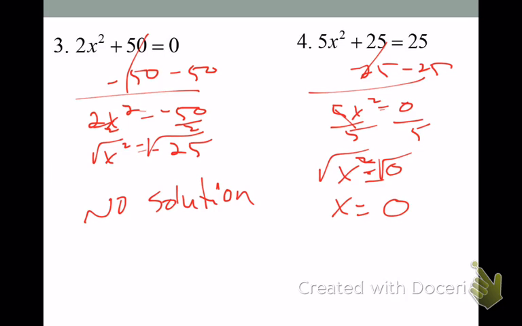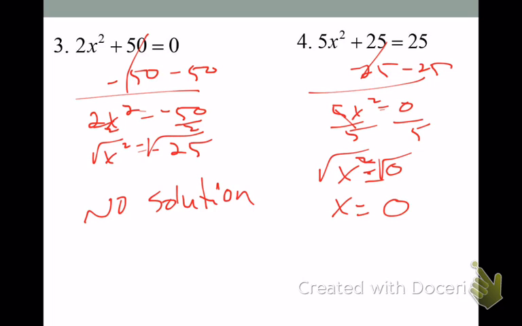And you should have gotten this. In number 3, you subtract 50 from both sides, divide by 2, and you get negative 25. But when you square root both sides, you can't take the square root of a negative number. If you don't believe me, type negative 25 into your calculator and then square root it. And I promise you, your calculator will say error. Okay?